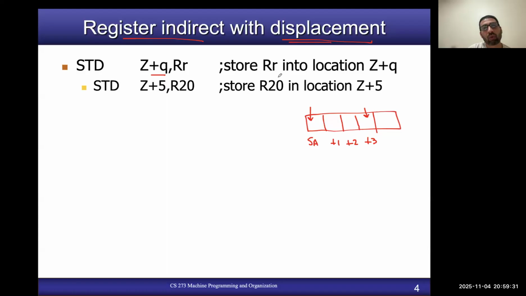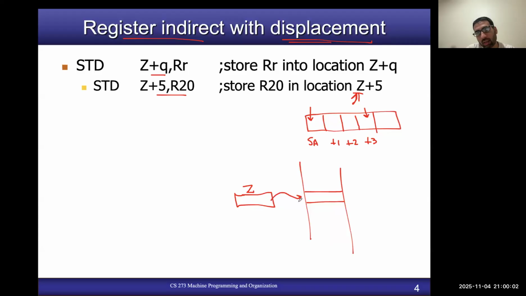So here what is happening, for example, in this case: store Z plus 5 comma R20. You are storing R20 in the location indicated by Z plus 5. What is Z? Z is your pointer register. Let's say you have memory here, and this is some location in memory which is pointed to by the Z register.